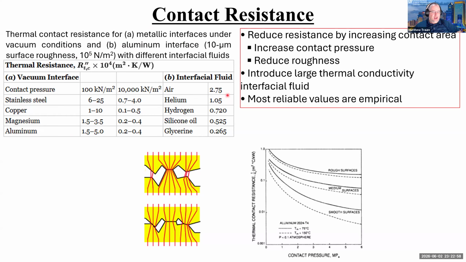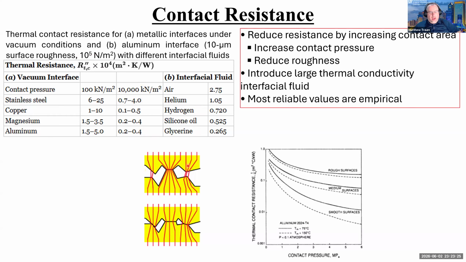You can see here, as I'm increasing the thermal conductivity from air to helium to hydrogen, I'm decreasing the thermal resistance. And this is me putting either a gas or a liquid into this space between two surfaces, which are aluminum surfaces, at 10 to the fifth, which is this one.